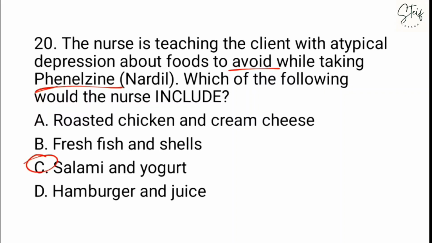Salami and yogurt because they are rich in tyramine. Sa letter A, mature cheese is rich in tyramine except cottage cheese and cream cheese, kaya okay lang po yung cream cheese. Okay? Tips sa mga tyramine-rich foods ay yung mga pagkaing tumatagal or yung mga preserved foods, yung mga fermented or yung mga old or mature foods. High in tyramine po ang mga yan. Okay? Sagot po natin dito is letter C.